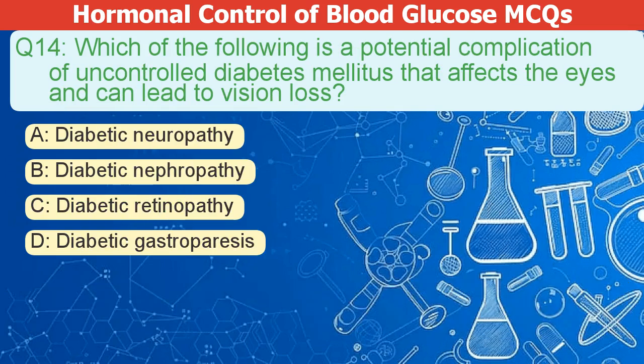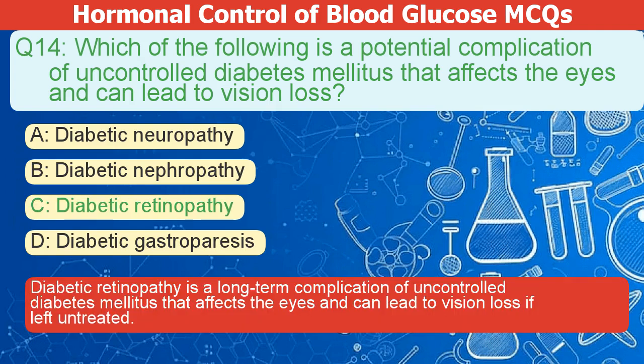Which of the following is a potential complication of uncontrolled diabetes that affects the eyes and can lead to vision loss? A. Diabetic neuropathy. B. Diabetic nephropathy. C. Diabetic retinopathy. D. Diabetic gastroparesis. The correct answer is C. Diabetic retinopathy is a long-term complication of uncontrolled diabetes. It affects the eyes and can lead to vision loss if left untreated.